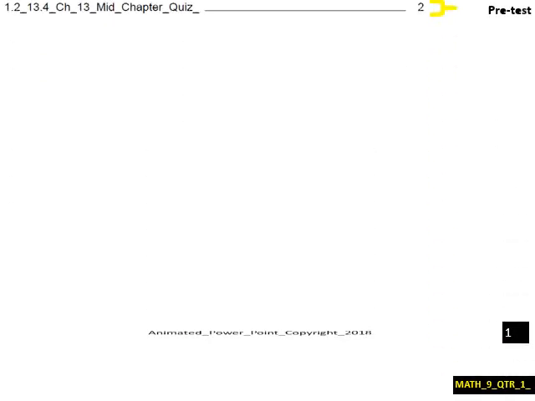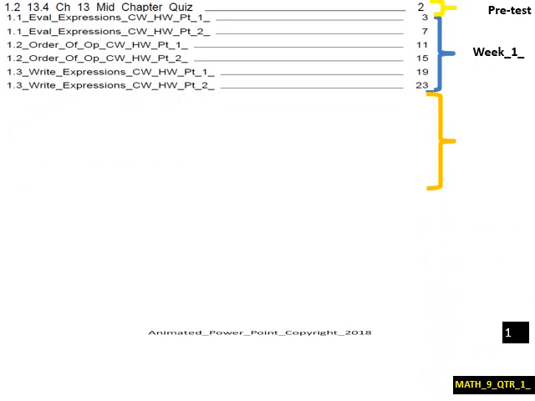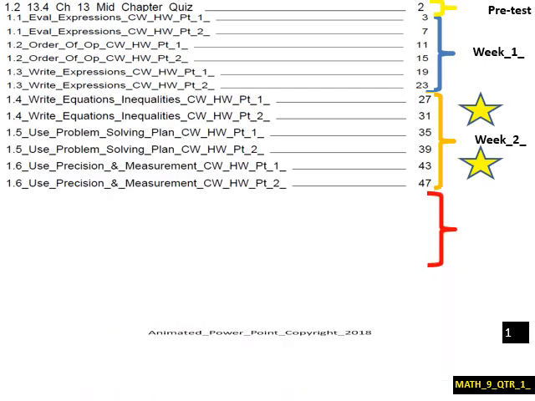Let's start out here with your pretest. Your student will take a mid-chapter, Chapter 13 mid-chapter quiz. This is their pretest. And then week 1, we get right into evaluating expressions, order of operations. And then week 2, we have write equations for inequalities and use precision and measurement, which is about significant digits for Math 9 Quarter 1.